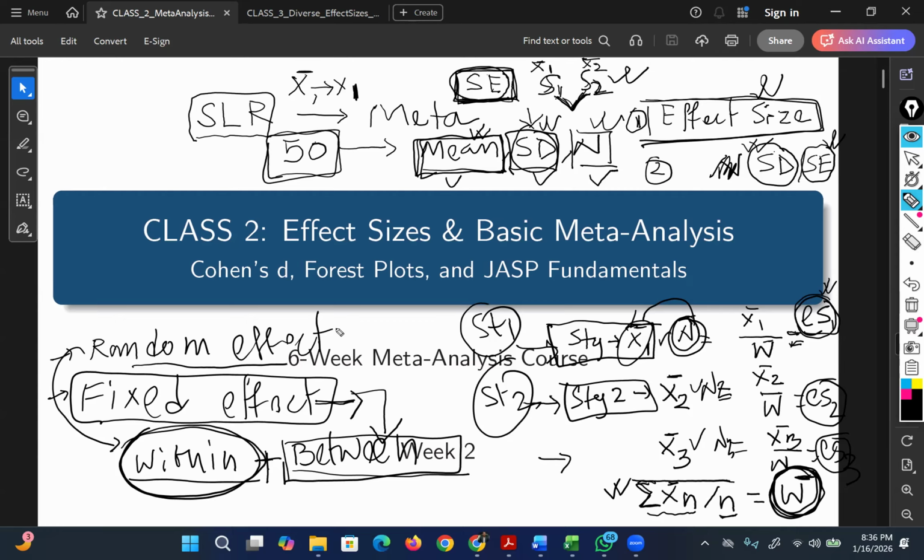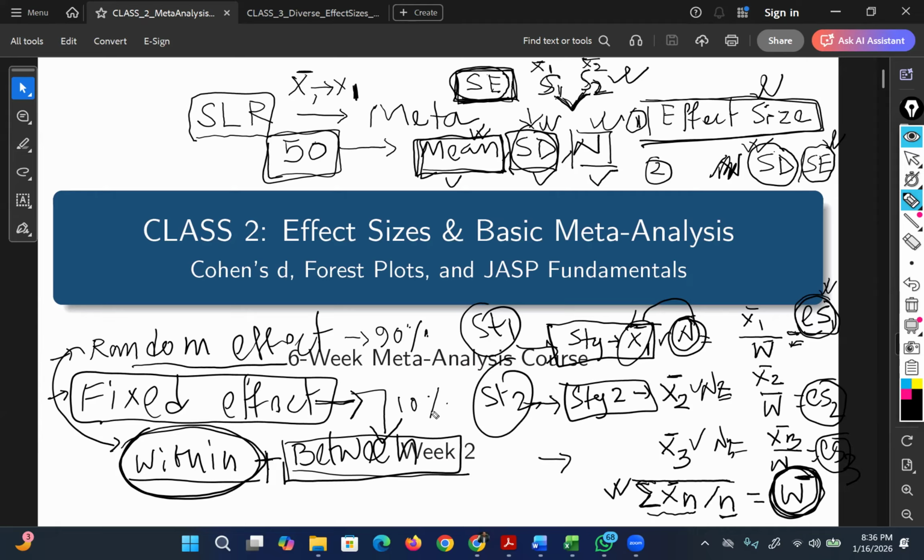So the effect size in this case is... Sir, I want to ask one question. Yes, Palash. Sir, in what cases, can you give an example, where we prefer fixed effect over random effect? Okay, I will discuss that part later on, but just to generalize the view, in 90% of the cases we prefer the random effect model, and in 10% of cases we prefer the fixed effect model.